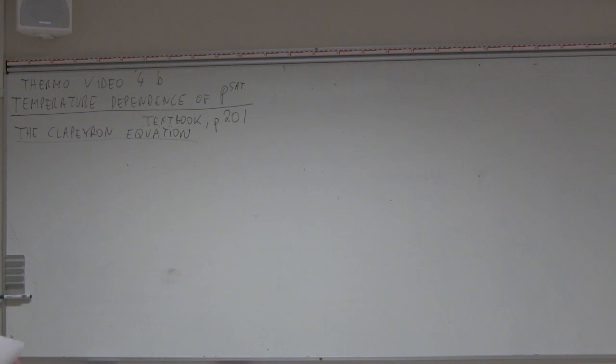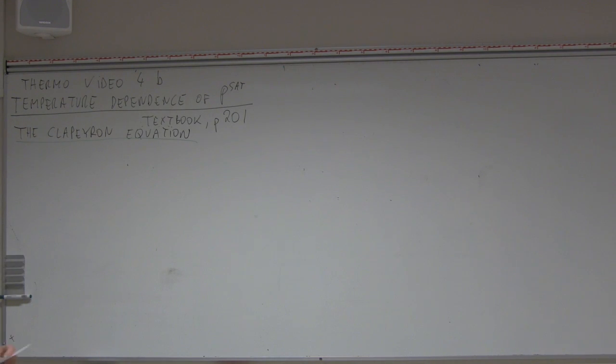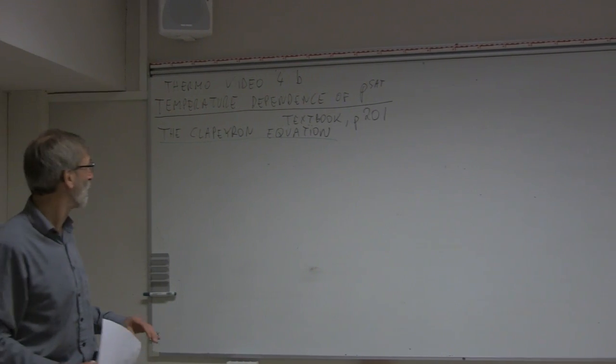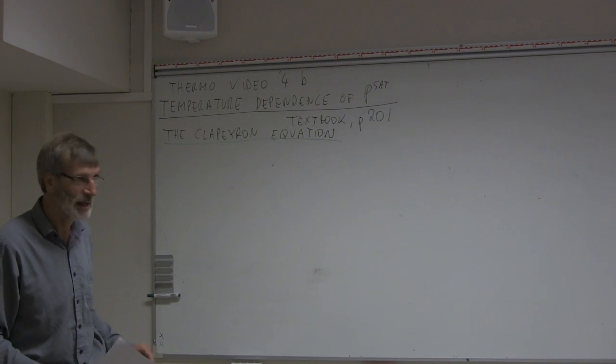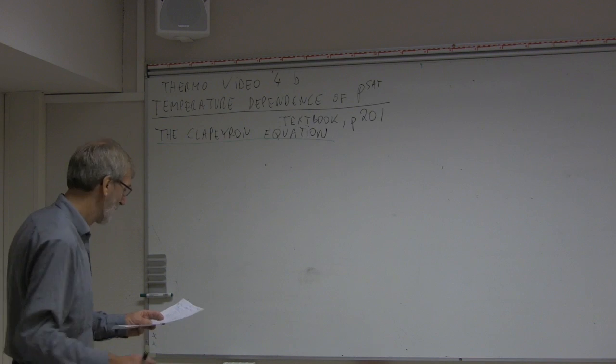Welcome to video 4b in thermodynamics. This is about the temperature dependence of the saturation pressure. We can find this in the textbook at page 201, and it is the deduction of the Clapeyron equation.